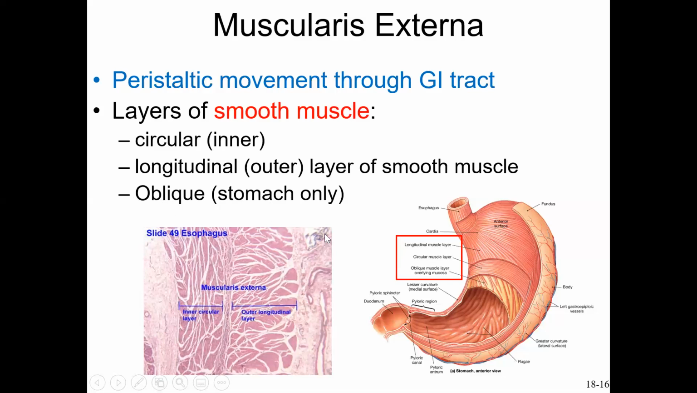Most of the GI tract only has a circular layer and a longitudinal layer, and that's how you help move the food through the GI tract. That's called peristalsis. Peristalsis is the process of moving the food through the GI tract. So you have the circular layer to squeeze it like a sphincter, then you have the longitudinal layer to push it along. That's peristalsis.